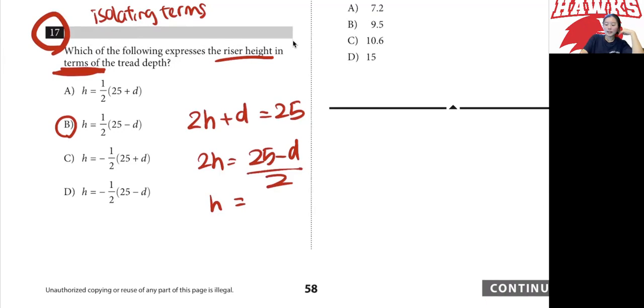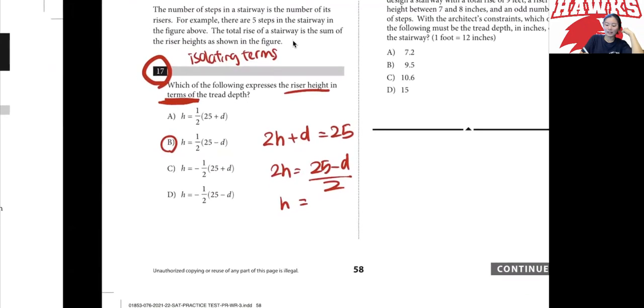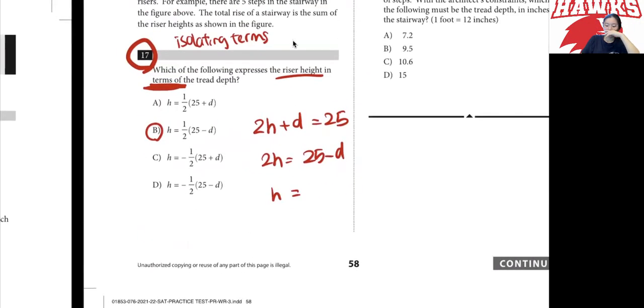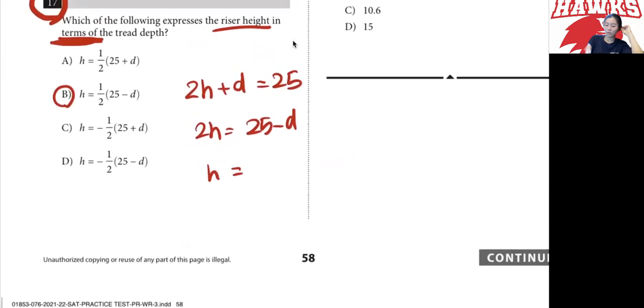Okay, but as you can see, the options are not in that format. So we need to predict what's going to happen and make it so that you get to this format as soon as possible. So 25 minus D, let's move it a little bit to the right so that we have some space.